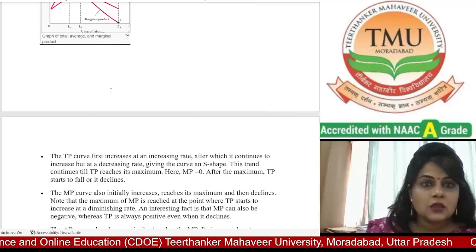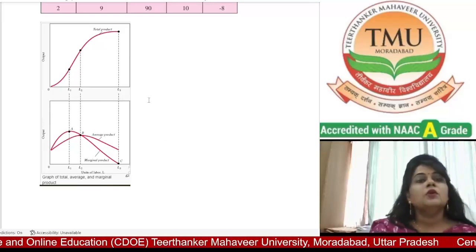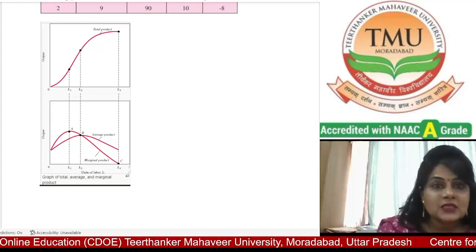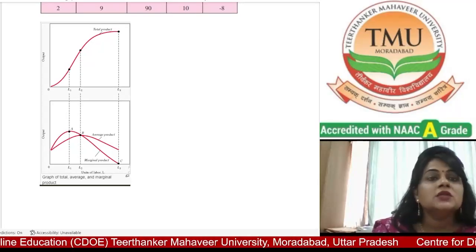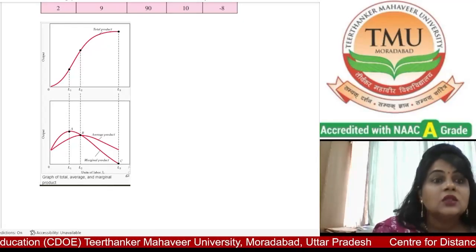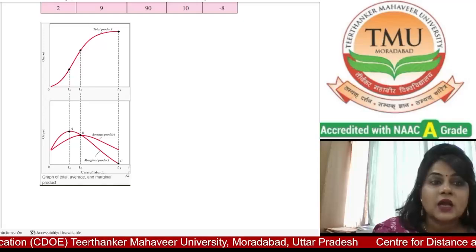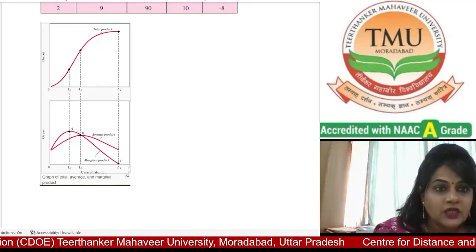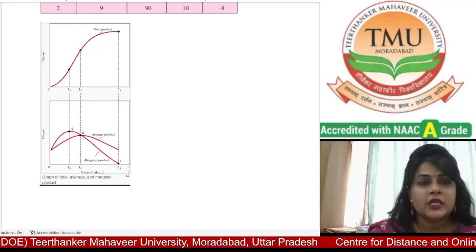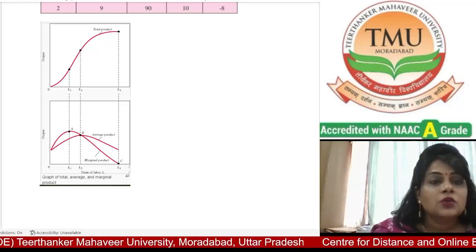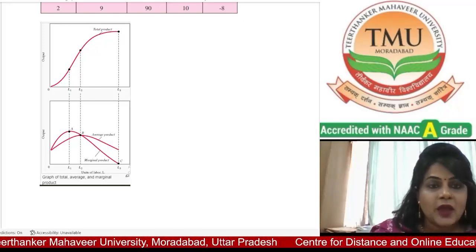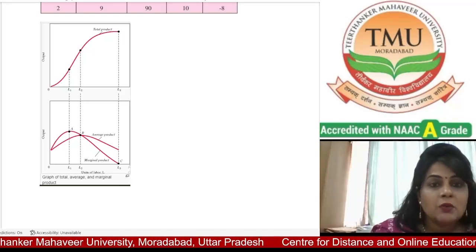So we can say, seeing this diagram, when MP is increasing, you are seeing MP increasing, the total production is also increasing at an increasing rate. This gives the total product curve a convex shape. You see, this is a convex shape. In the beginning, as variable factor inputs increase, this continues to the point where the MP curve reaches its maximum. It's a maximum point.